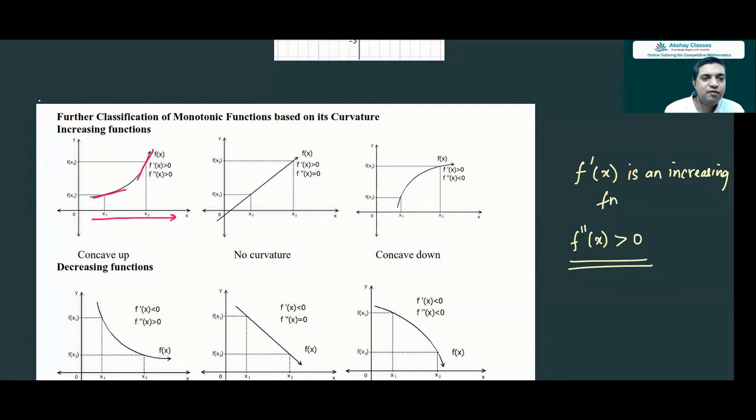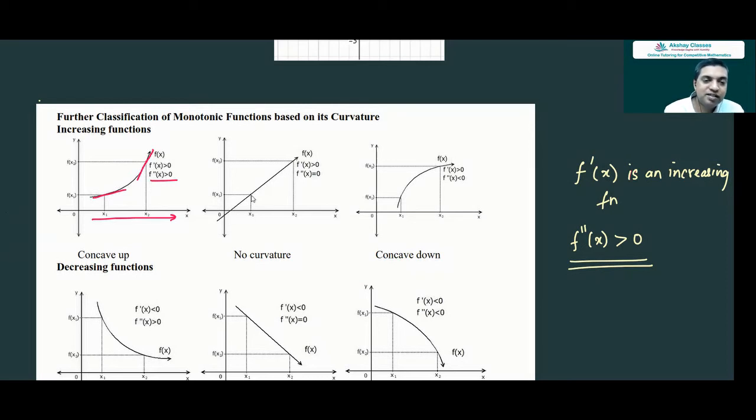Just like the first derivative tells about the tangent, it has positive slope. So just by seeing this curve, we can say, okay, this is an increasing function. The first derivative is positive at any point you take, right? Similarly, if you have a curvature with concave facing upwards, it means that the second derivative is positive.